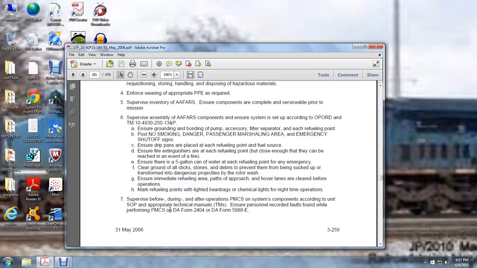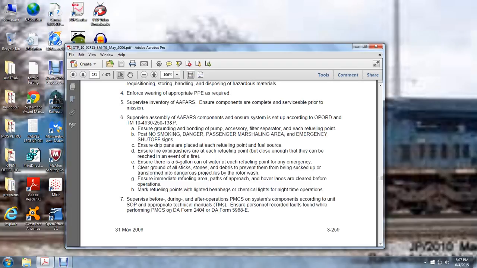Ground bonding pump and accessories, filter separator. At each refueling point, put no smoking signs, danger personnel, passenger marshalling area, and emergency shutoff signs. Ensure drip pans are placed at each refueling point and fuel source. Ensure the fire extinguishers are at each of the refueling points, but close enough that they can be reached in the event of a fire. Ensure a 5-gallon can of water is at each of the refueling points for emergency.